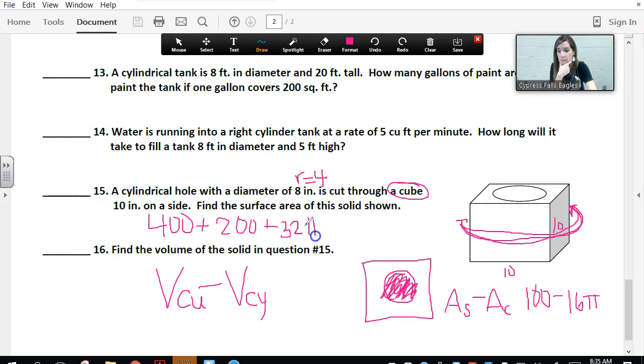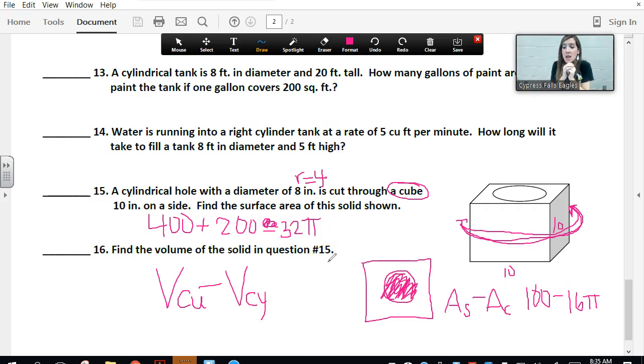This is a hard problem. You wouldn't see a lot of these on a test or a quiz. It's a good problem, but it's a hard problem. Minus? No, we're just adding up all the surfaces. Yes, minus right here. I'm sorry, yes. Okay, cool.